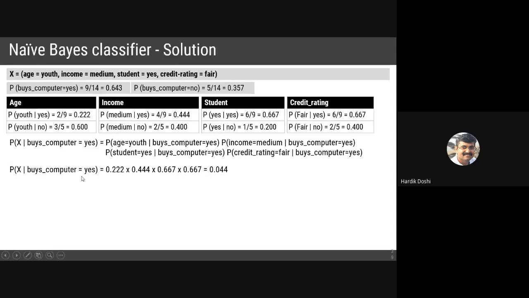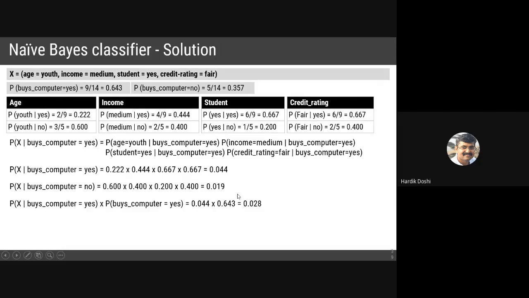Similarly, we need to find for no, the probability of X given buys computer no. Same way, we need to multiply all these values for no. Youth, no, 0.6. Medium, no, 0.4. Student yes, no, 0.2. And fair, no, 0.4. So we get 0.019.